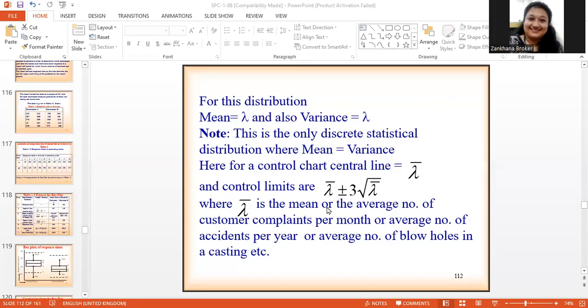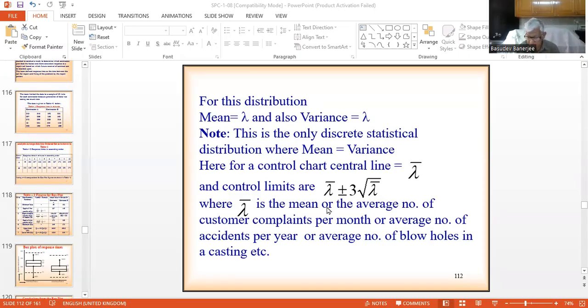So what is the area now? This is 0.3174. Now what will be the area in between plus and minus 1? 1 minus 0.3174. Calculate that. That is 0.6826.